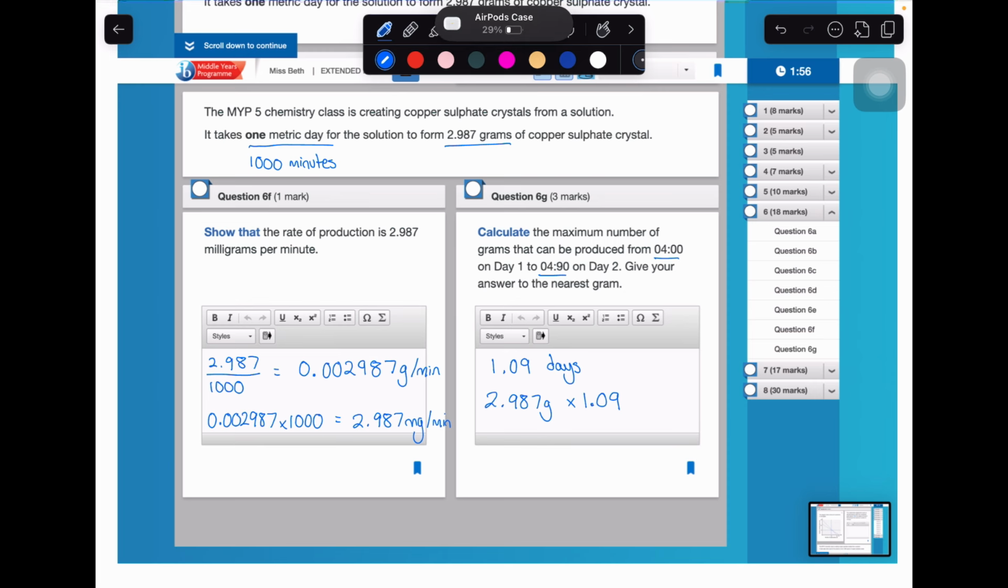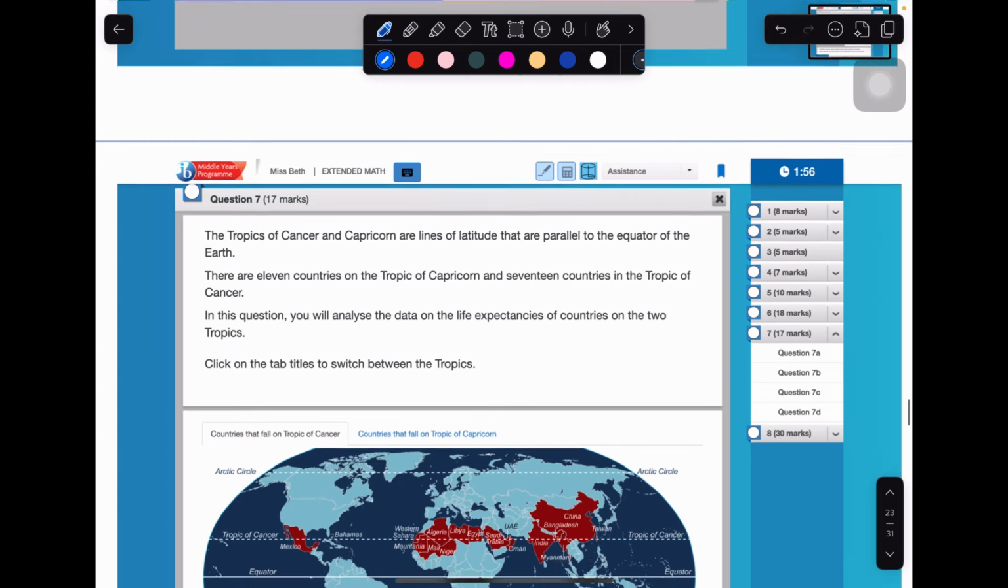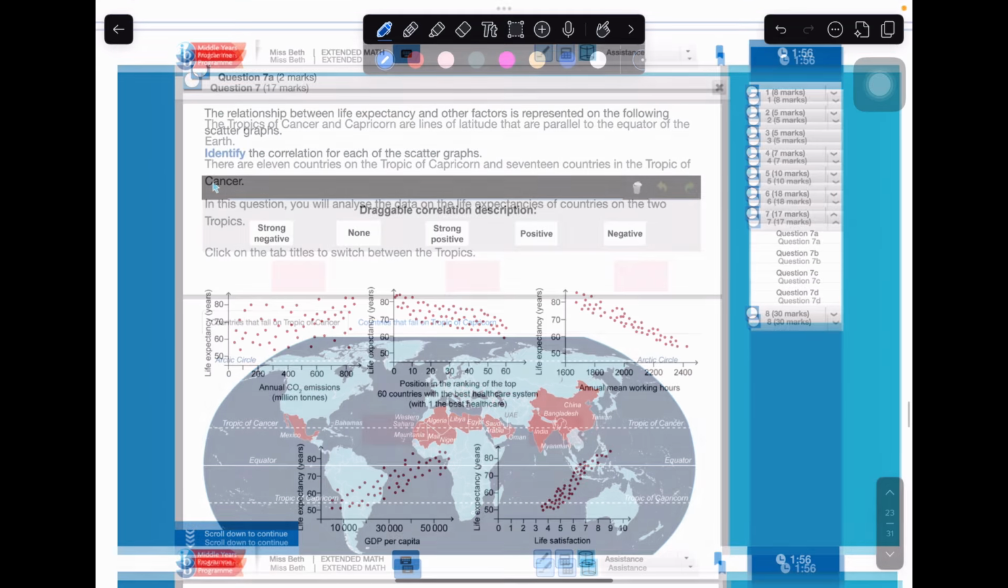This would give us 3.25583. Now just note the last part of this question. It does ask us to answer to the nearest gram, so you do need to round. So the closest gram would be 3 grams for this question. Okay, moving on to question 17.